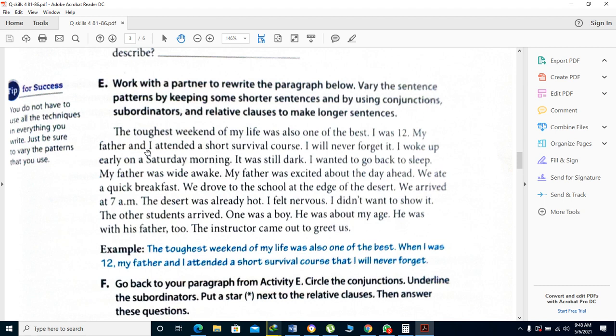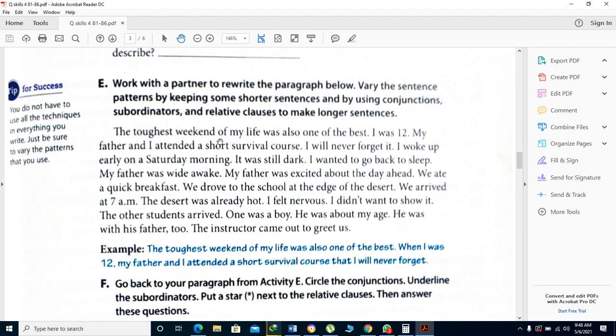So let's see what we have in our exercises. Work with a partner to rewrite the paragraph below. If you don't have a partner, you can work alone and share your answers in the group and people can give feedback. Vary the sentence pattern by keeping some shorter sentences and by using conjunctions, subordinators and relative clauses to make longer sentences. Let's see how we can do it.